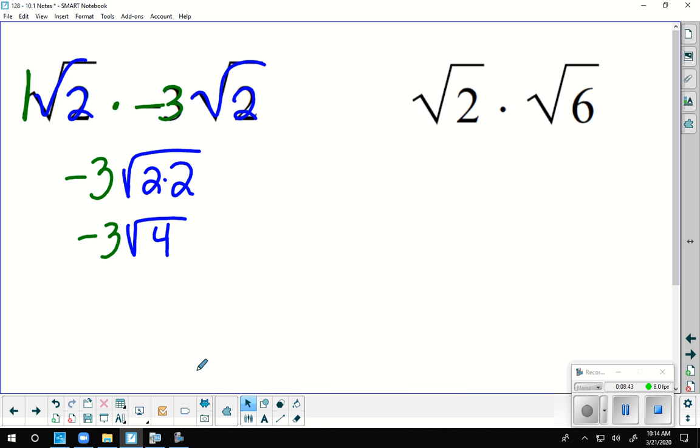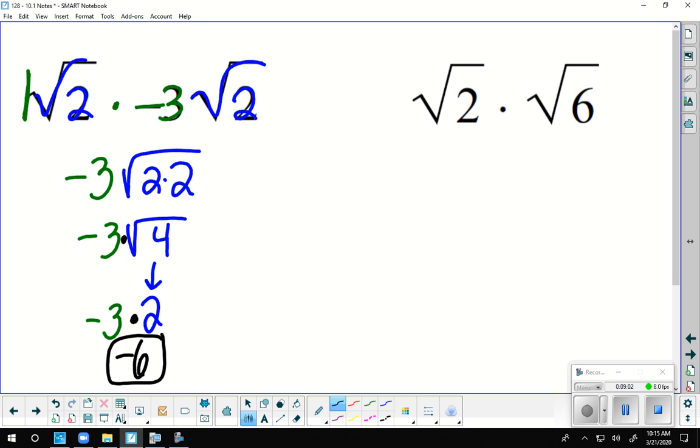Well, what is the square root of 4? That's a perfect square factor because 2 times 2 is 4. So the square root of 4 is just 2. So what do I do with the negative 3 and the 2? We're going to multiply them because they're right next to each other, and that's multiplication. So negative 3 times 2 is negative 6. Is it okay that there's nothing left in the radical? Yes. It just simplifies to negative 6, which is fine.